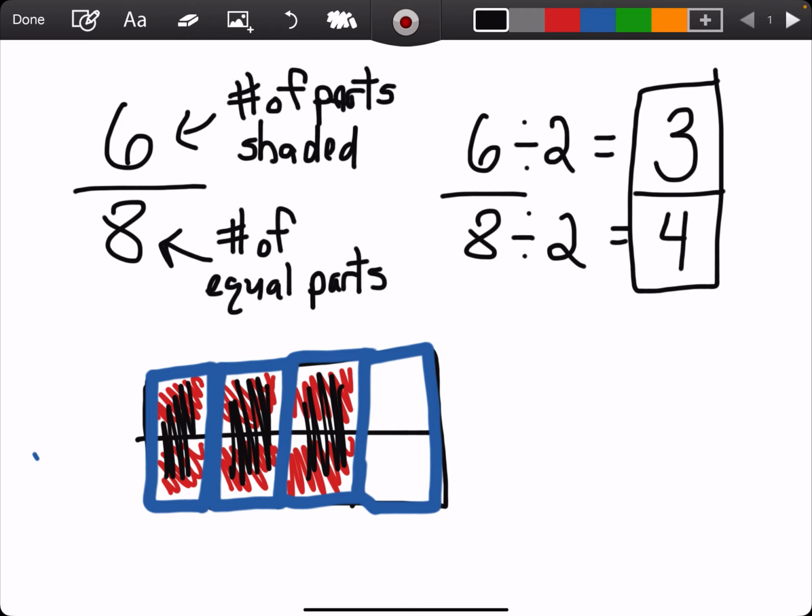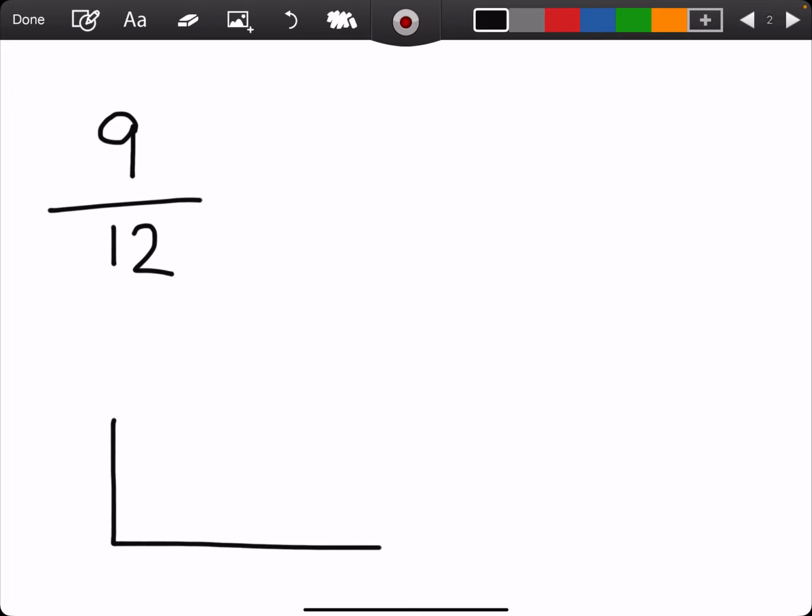So now, let me try another fraction. Let's say we have 9/12. I'm going to do it the same way. Let me make a rectangle. If you have to show the model, show it, or you may not have to show the model; you could just use the standard algorithm. But I'm going to show the model first.